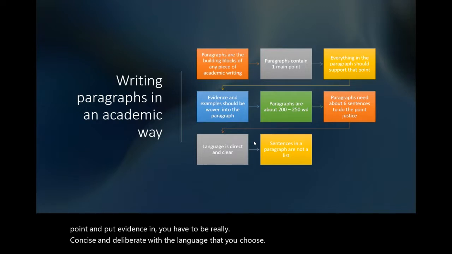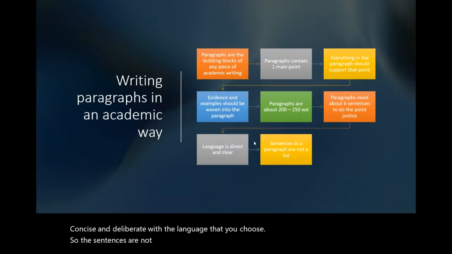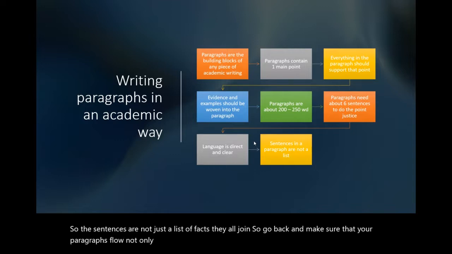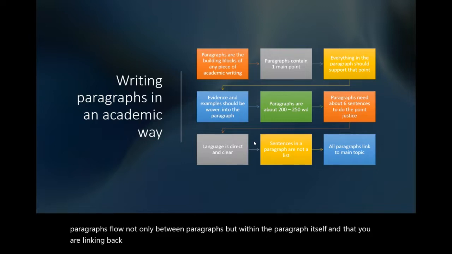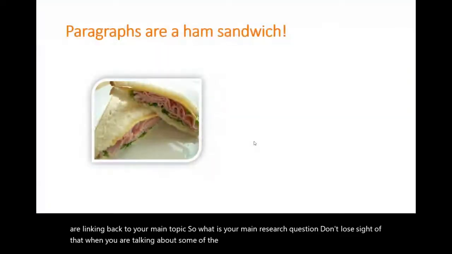The sentences are not just a list of facts, they all join. So go back and make sure that your paragraphs flow not only between paragraphs, but within the paragraph itself, and that you are linking back to your main topic. So, what is your main research question? Don't lose sight of that when you are talking about some of the other sections.